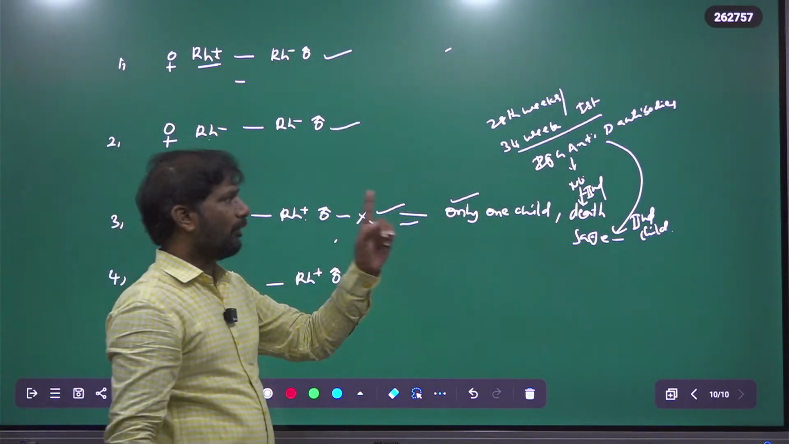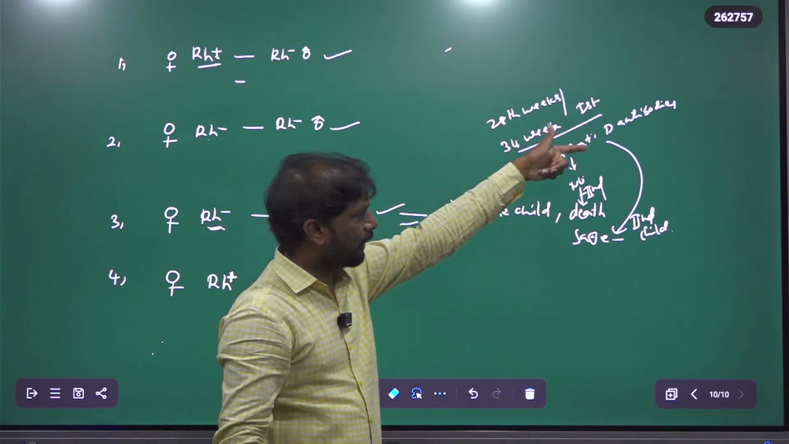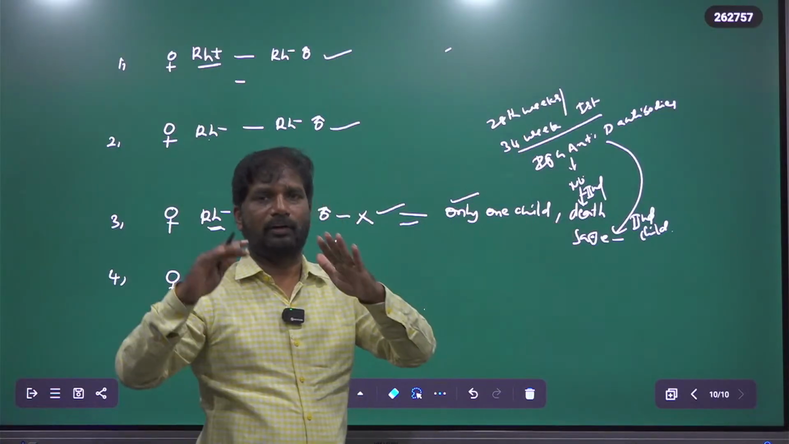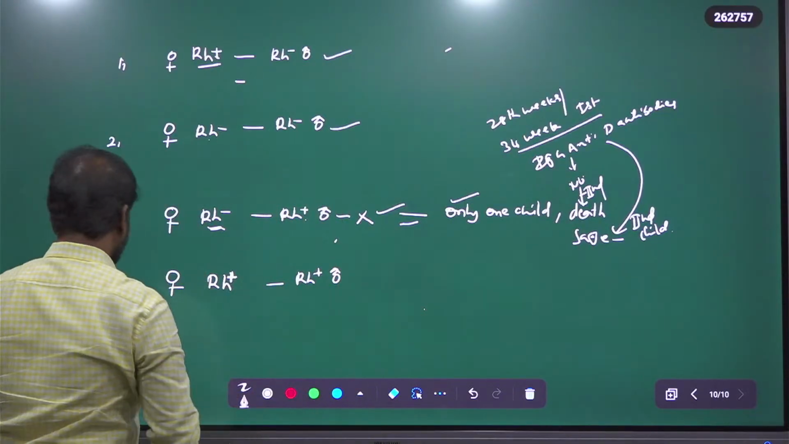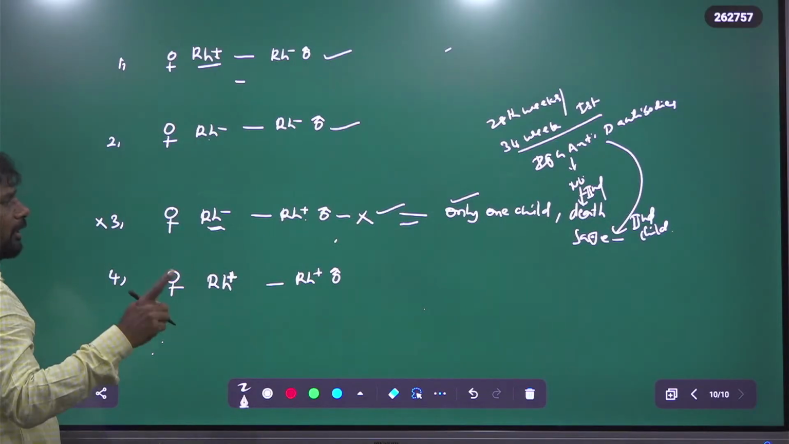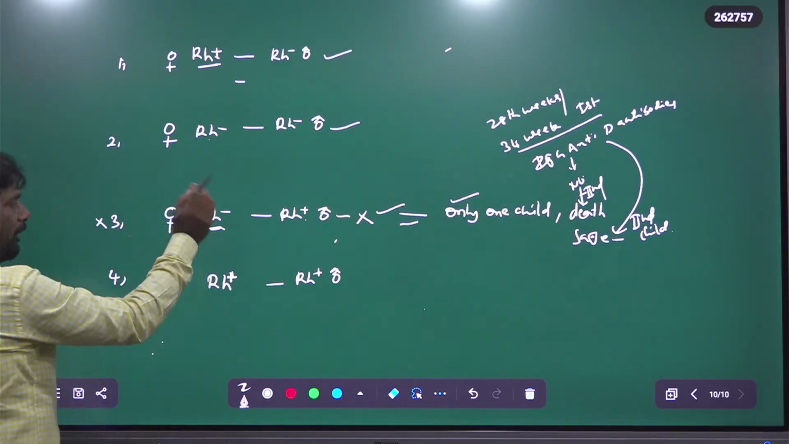So at the time of the first pregnancy, we can give these antibodies. Then the second child will be safe. When they are not given, the second child will lead to death. So that means this is not an acceptable marriage, or you can say an incompatible marriage for the second child. Only one child will be acceptable.